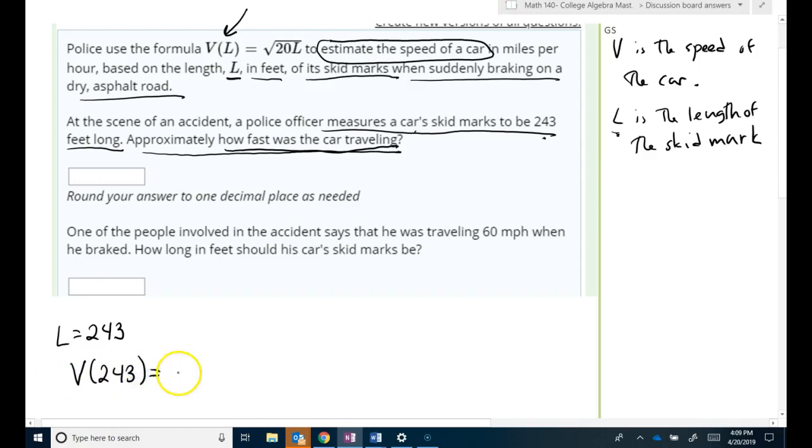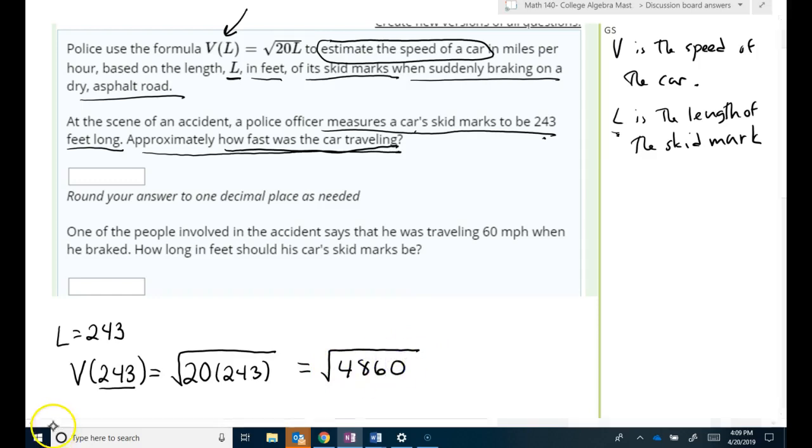And so we'll use how we understand functions. We're just going to plug in 243 everywhere we see an L. So this is then going to equal the square root of 4,860. When we go to our calculator, that ends up giving me 69.714 miles per hour. That's how fast it's traveling.